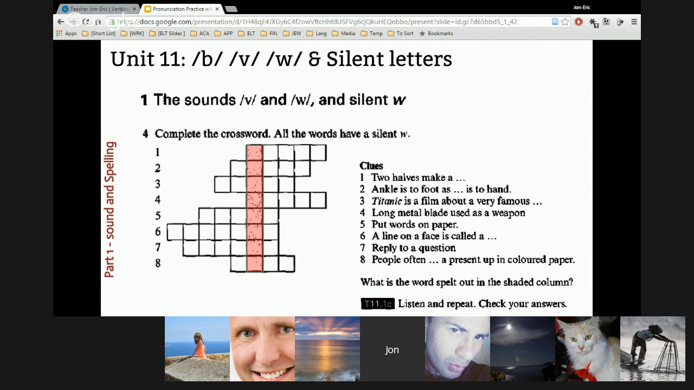Now, the last one is for Marcus, but he's disappeared temporarily. So let's ask all of you. Number 8. People often blank a present up in colored paper. What do people do to a present, class? Wrap. Wrap is correct. Spell it for me. W-R-A-P. Very good. Wrap a present up.